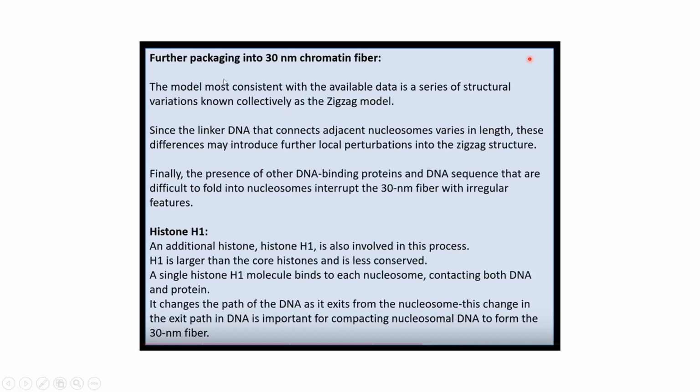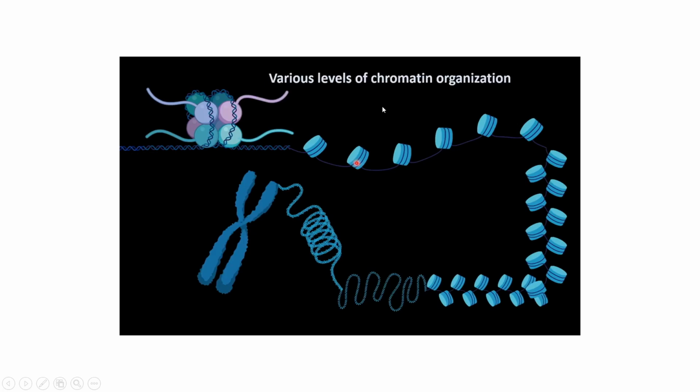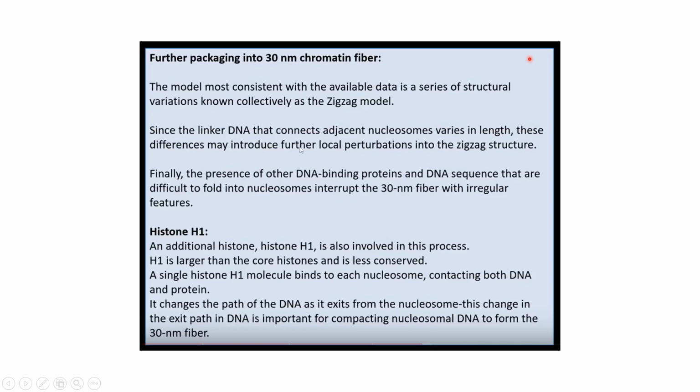So further packaging into the 30 nanometer chromatin fiber is done by the zigzag model. Okay. So the zigzag model, here you can see, is called a zigzag model. Here is the arrangement of the nucleosome particles. Each nucleosome particle is present in a zigzag way. Okay. Arranged in a zigzag way. That is how the compactness is generated.